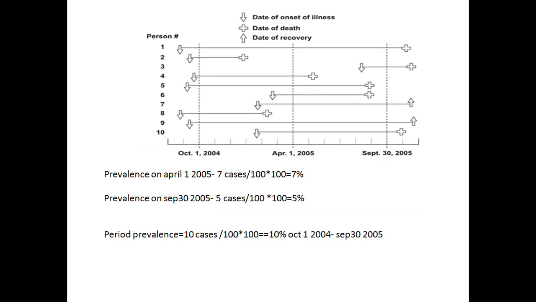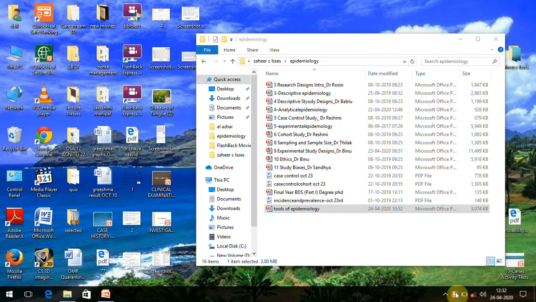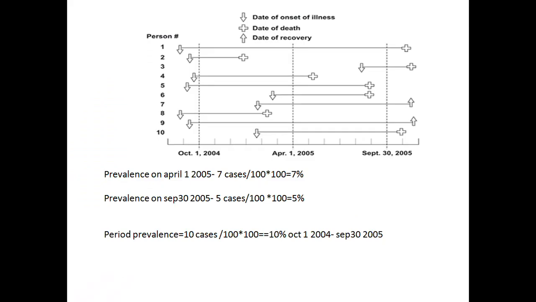Okay, so the prevalence. Let's take an example which I have seen, a case of incidence risk. This is something we compare with prevalence. Here, October 1st 2004 to September 30 2005 we are observing. This downward arrow means date of onset of disease. Date of death is a positive sign, and the upward arrow is recovery.